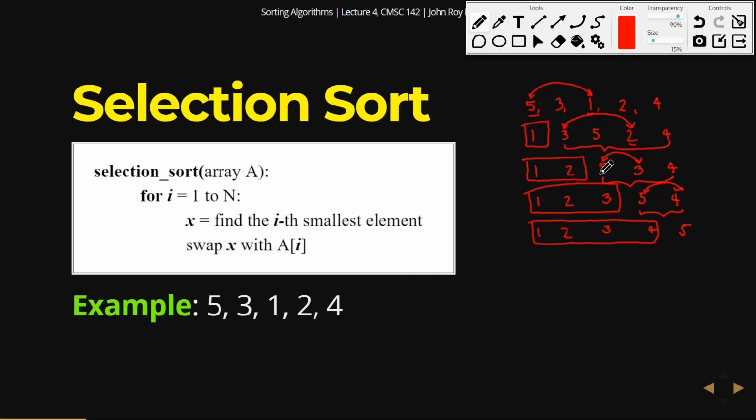But when we go to the last one, it's the only element left. So that's also sorted by itself. So everything is now sorted: 1, 2, 3, 4, 5. Okay? So that is selection sort. Pick the ith smallest element, swap it with the ith item in the array, and then do it n times, basically. Okay? So that is selection sort.